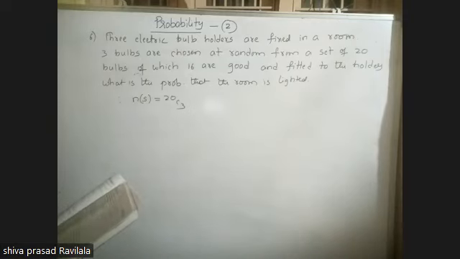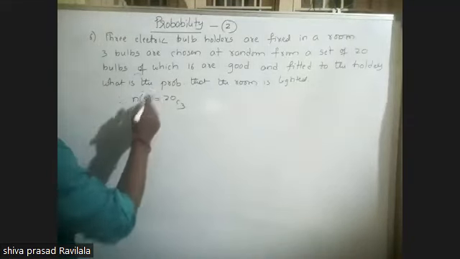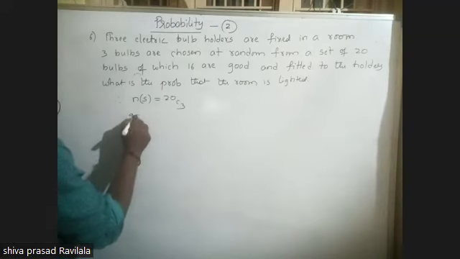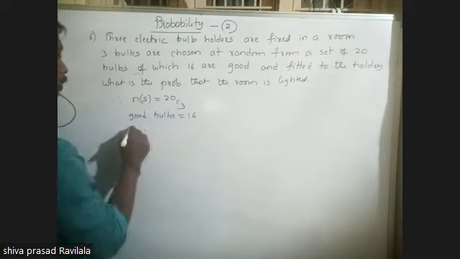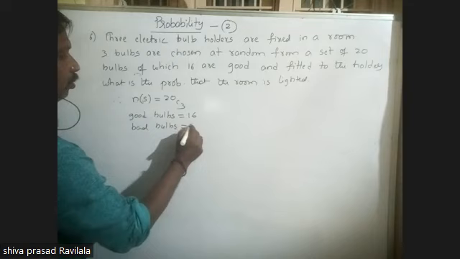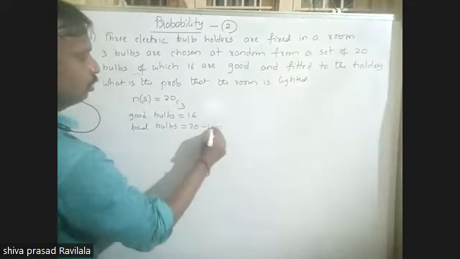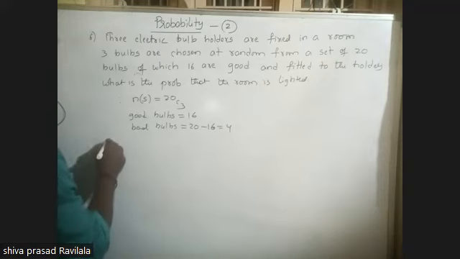Okay, 4. What is the probability that the room is lighted? Total 20, good bulbs 16. Therefore, bad bulbs which are not working is 20 minus 16, that is equal to 4. And what is our question? Fitted to the holders, what is the probability that the room is lighted?